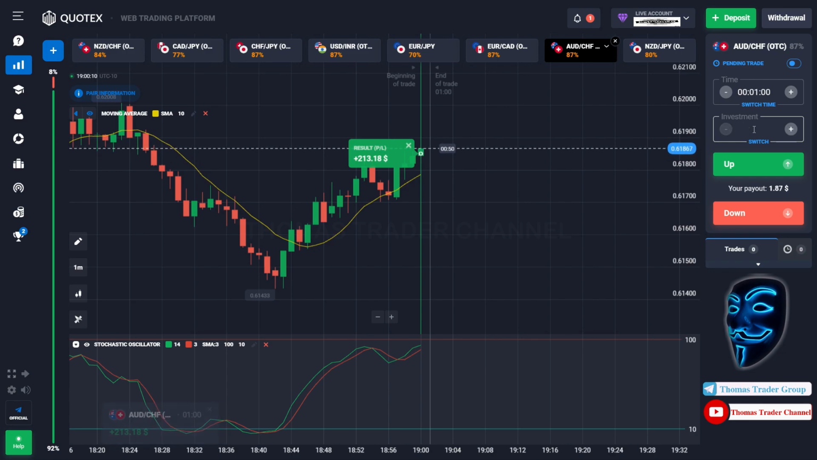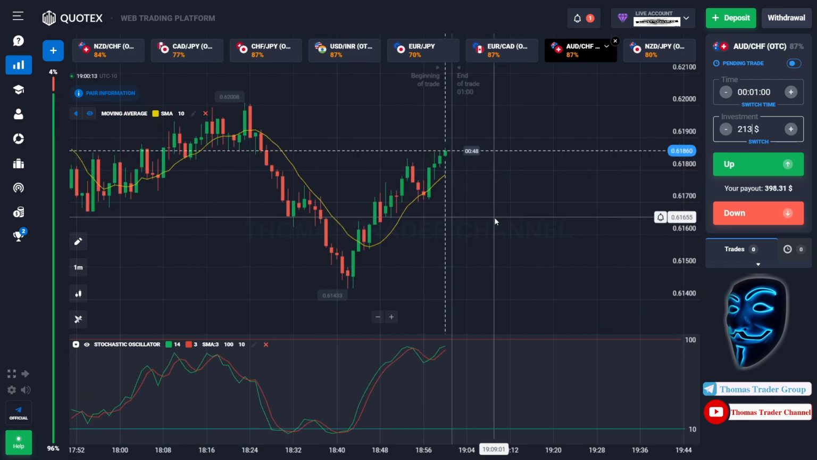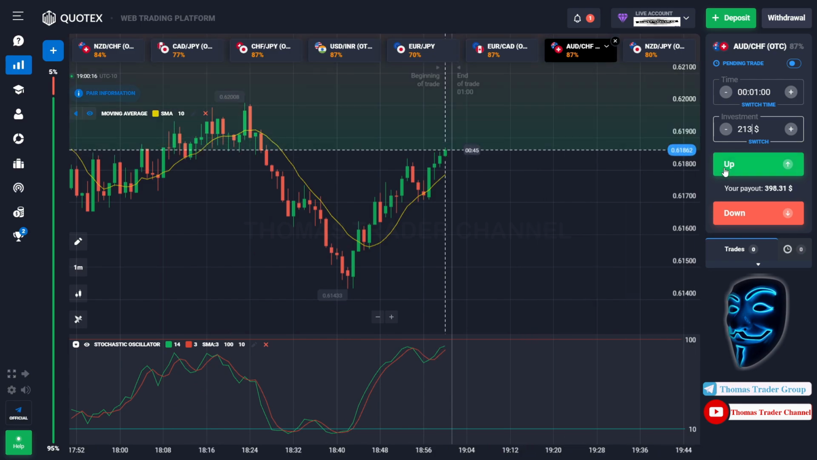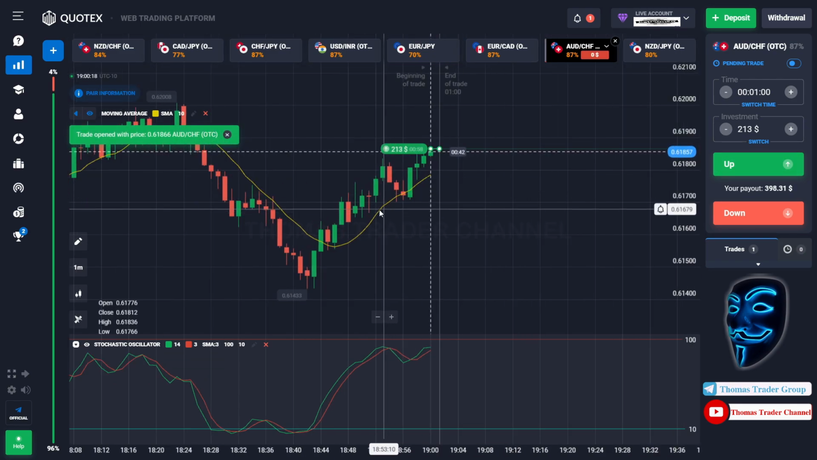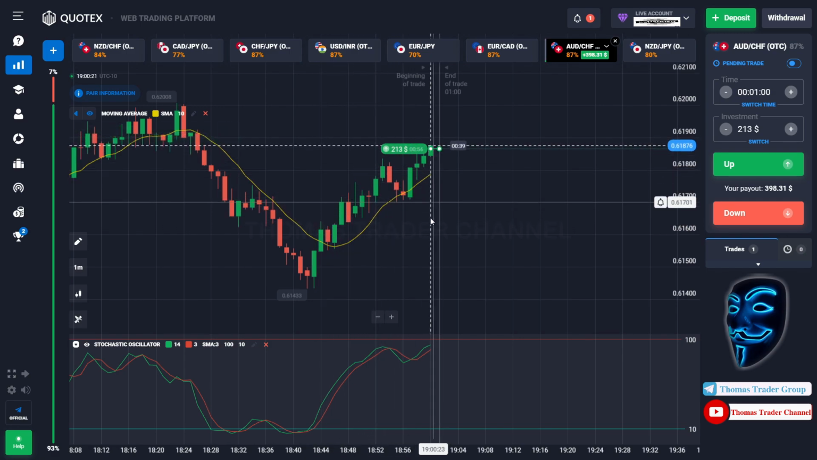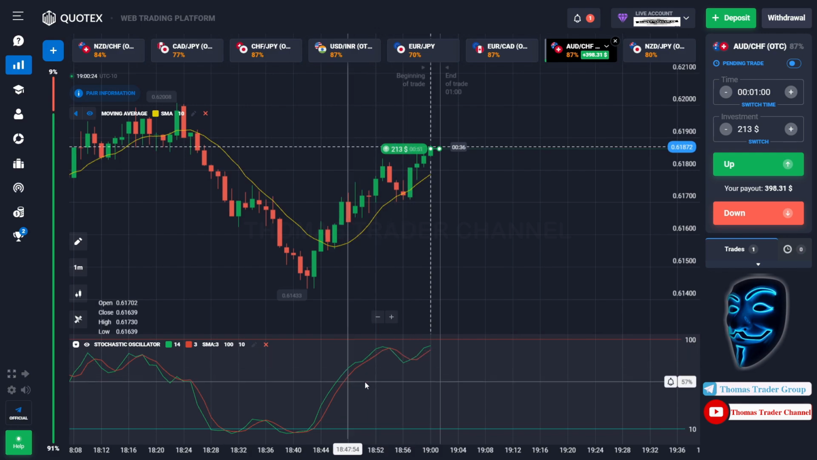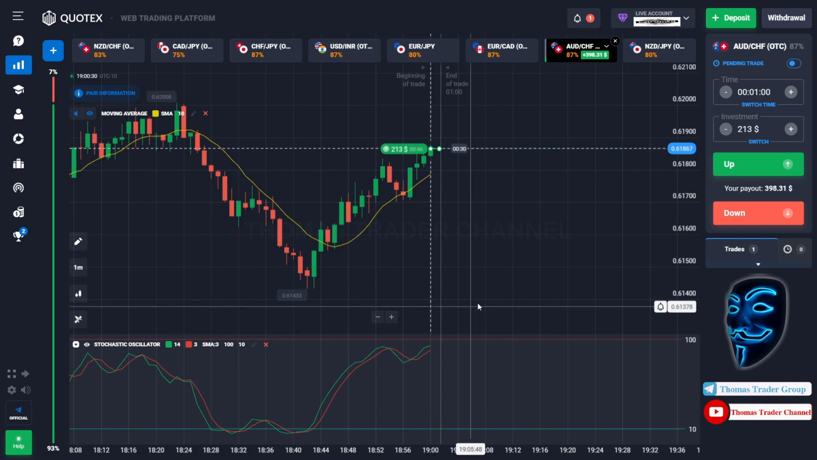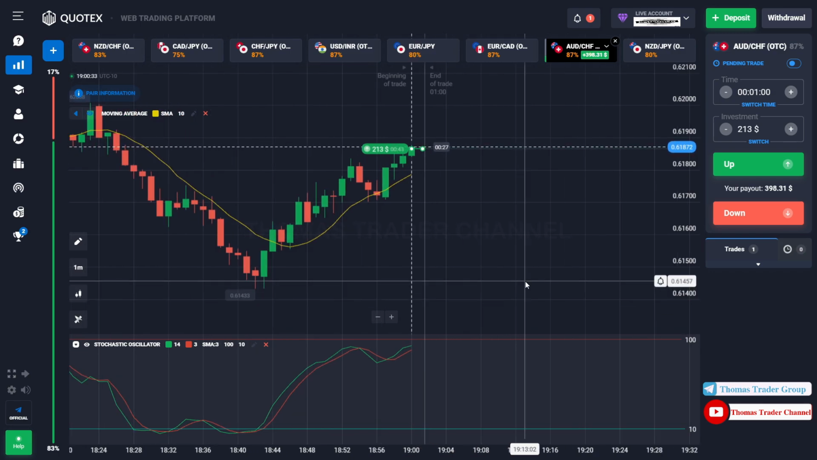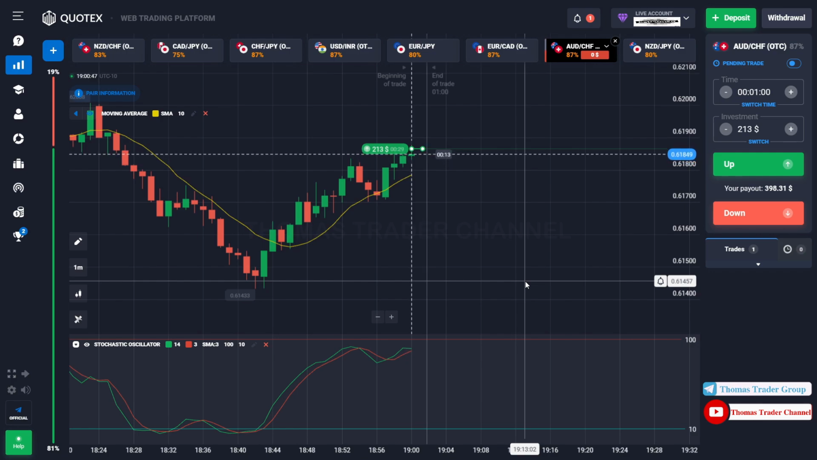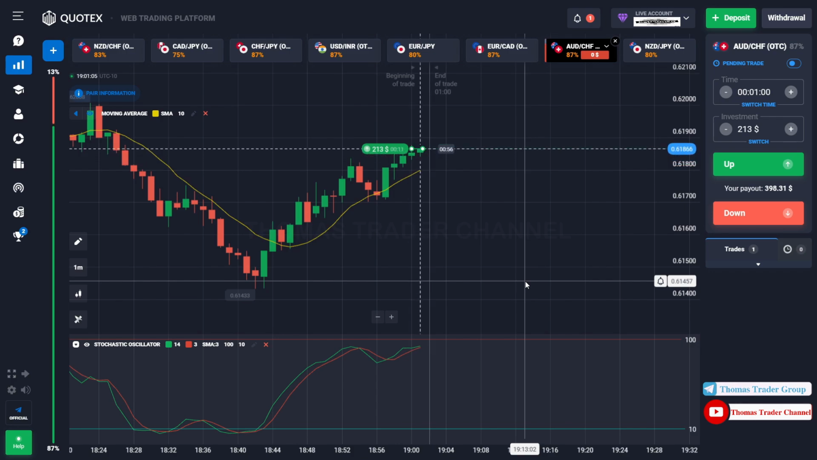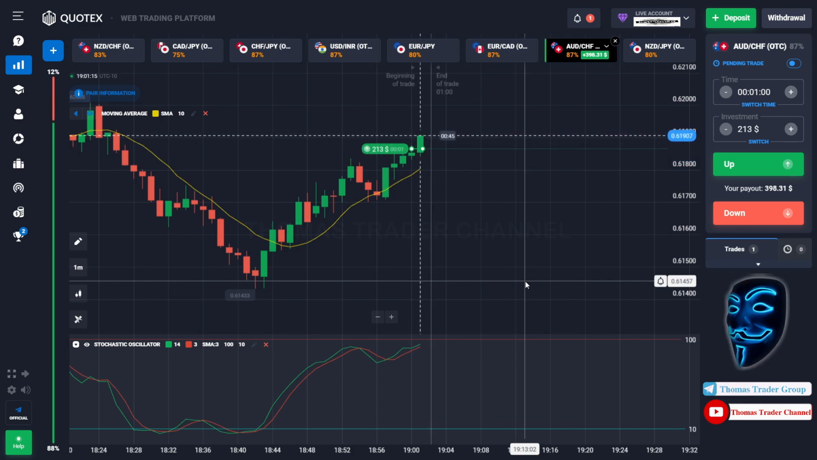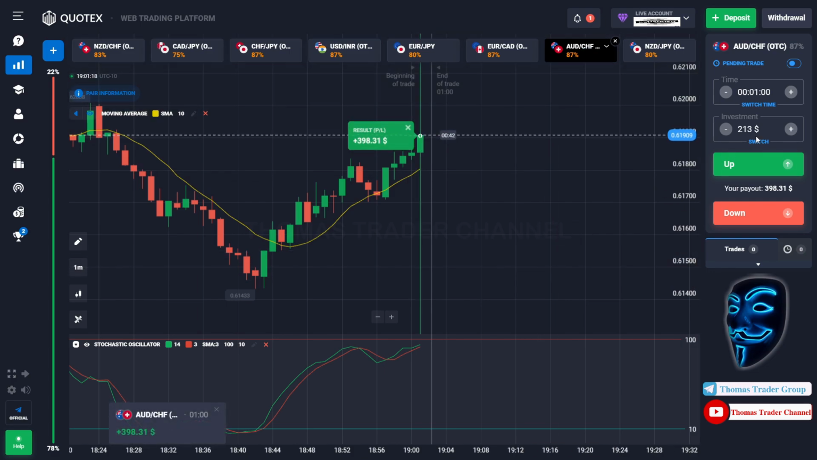Let's change our investment into $213. And over here we still can open buy for 1 minute. As you can see, this is a strong bullish trend and the stochastic oscillator is also facing bullish trend. I'm sure that the market will continue the bullish trend and it will find the overbought area over here before it makes a rebound. Let's prove it and let's wait till the end of our trade. We made a right prediction again over here. We made a profit of $398.